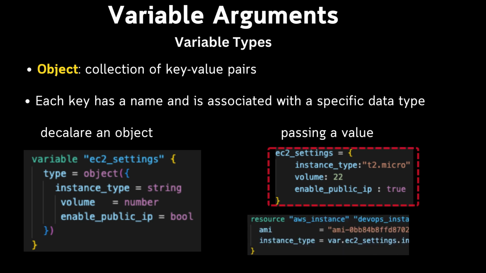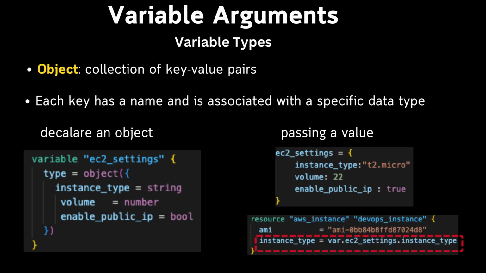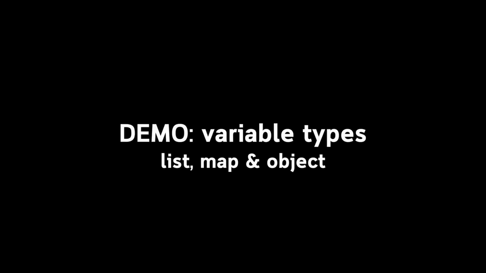You could also reference a particular key as well. To do that, you just do var dot variable name dot the key name. And that's what we are doing here. We're calling the instance type from the EC2 settings object type.